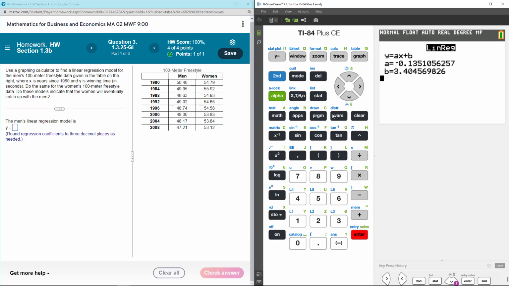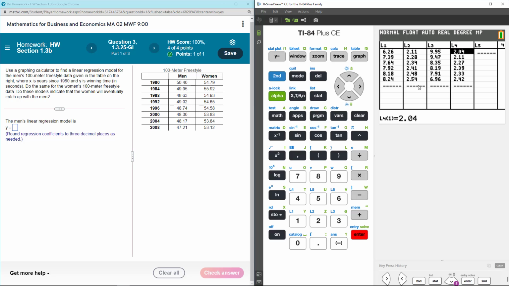Okay, here it is. The way we want to do this is we want to come over to Stat. We want to click the Stat button, and then we want to click Edit. We can do that by either clicking 1, or we can just move our cursor down. It's already there, and just hit Enter. Okay, we already have a whole bunch of stuff up here, so we're going to need to clear that. The way we can do that is we can move up to where it says L4, hit Clear, and Enter. Go over to L3, do the exact same thing, clear and enter, same thing for L2 and L1.